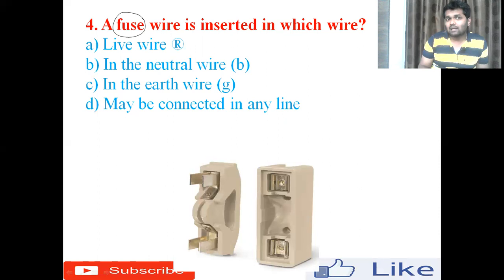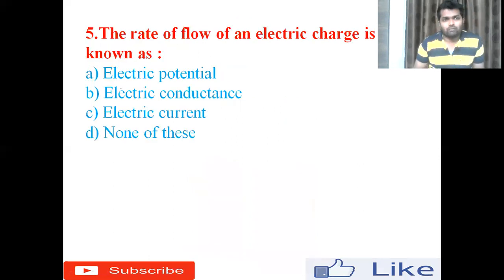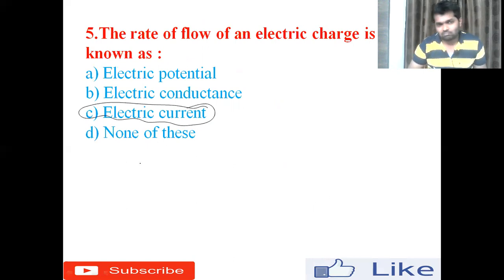But where exactly is the fuse wire connected? The fuse wire will be connected to the live wire. Clear? All right, so the right answer for this question is option A. Fifth question, the rate of flow of electric charge is known as. Again, it is similar to the first question, but a few words are added here. The right answer for this question is electric current. Electric current can be defined as the rate of flow of charges, so I can say that I equals Q divided by T.